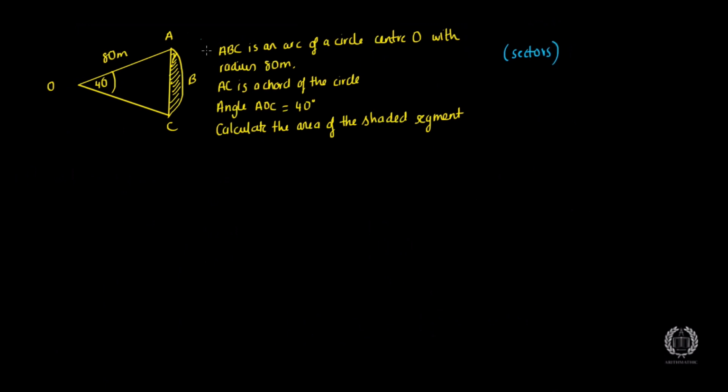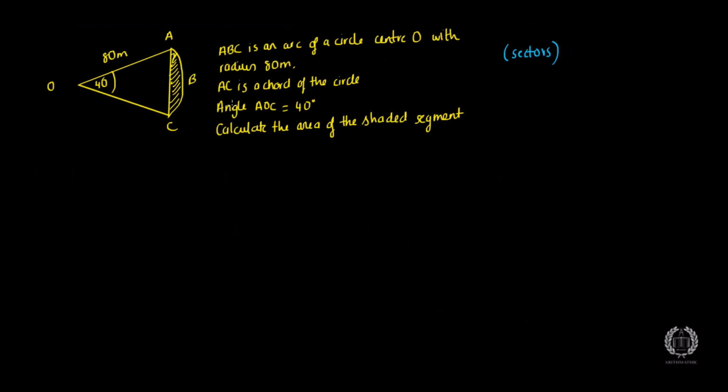Okay, so if you read the question, this is basically an arc of a center O, and it has a radius of 80 meters and an angle of 40. The question is asking us to find the area of the shaded segment, which is basically this bit here. Now, two things that you need to know before doing this question.